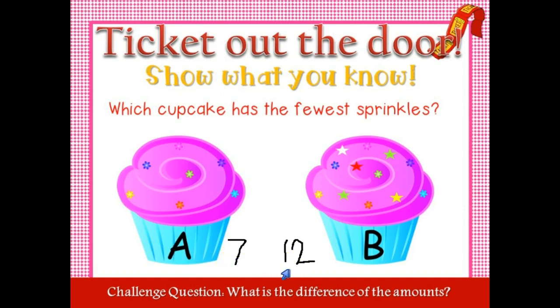So which one is the fewest? That's right, A with 7. And what is the difference in the amounts? 5. That's right. Great job, boys and girls. You have did awesome today.